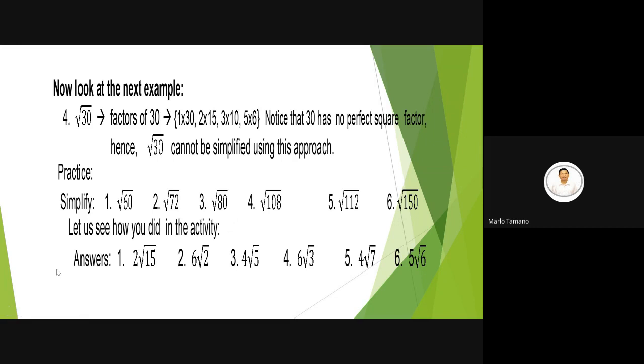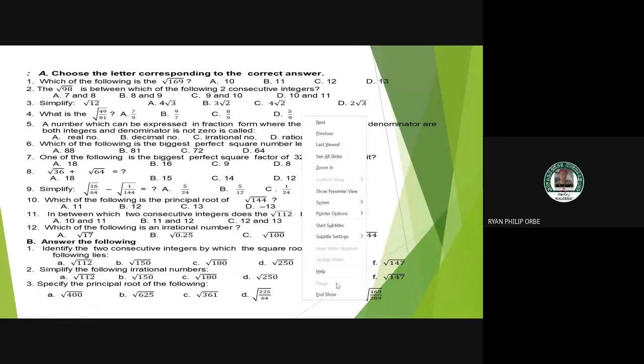Okay? Naintindihan? Yes po. Okay. So, this is your assignment. I-screenshot ko na lang. Pwede nyo rin i-screenshot. Naintindihan? Yes po. Okay. So, hanggang dyan lang po yung lesson natin. So, screenshot po ninyo ang inyong assignment, to be checked next week.